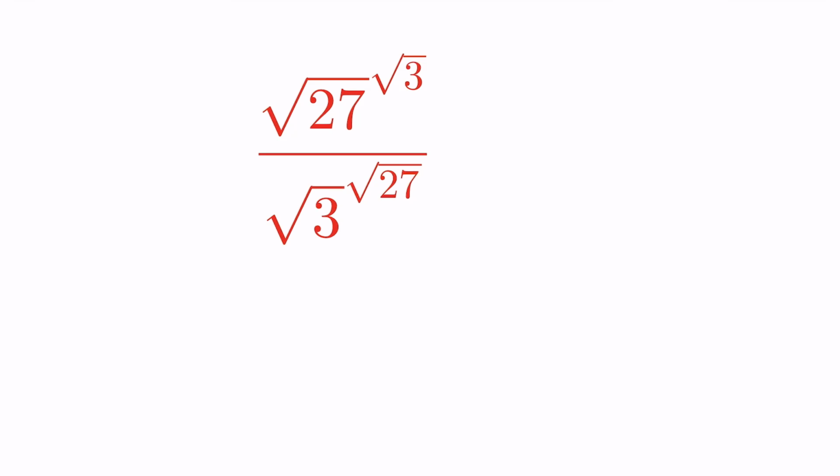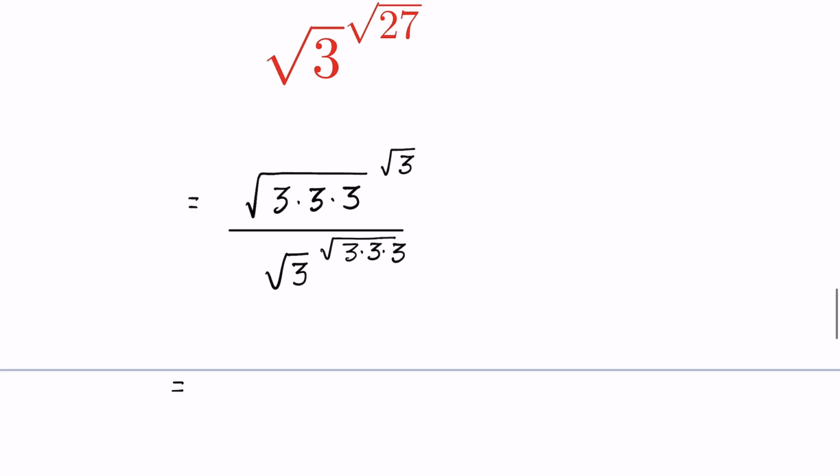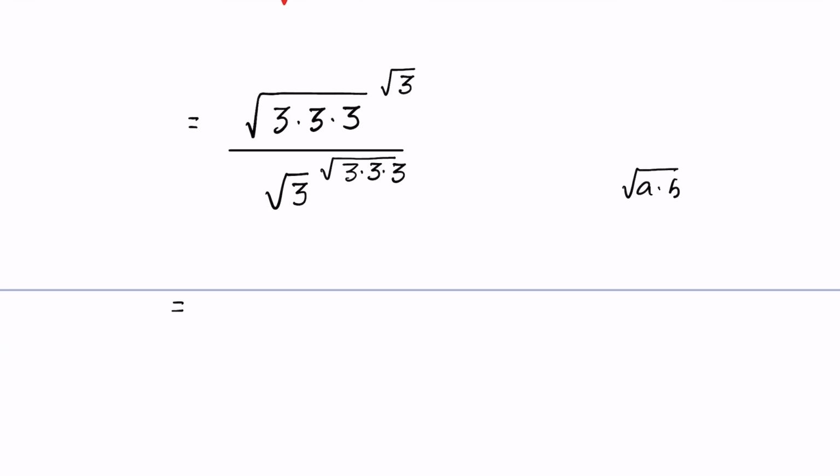Square root of 27 raised to the power of square root of 3 upon square root of 3 raised to the power of 27. How to solve it? So square root of 27, this is 3 times 3 under square root, then raised to the power of square root of 3 upon square root of 3, and the exponent. Square root of 27 is square root of 3 times 3. When a times b is under square root, we can write it as square root of a times square root of b.